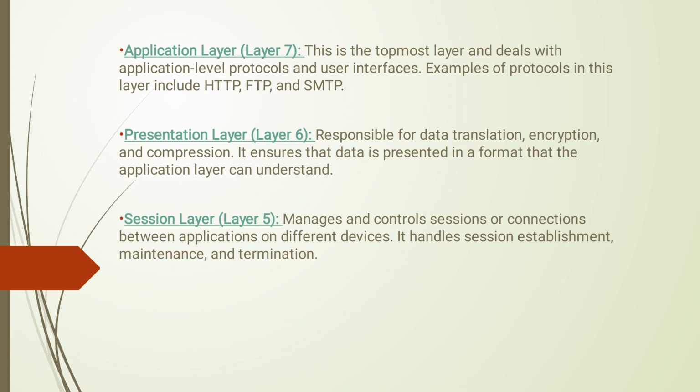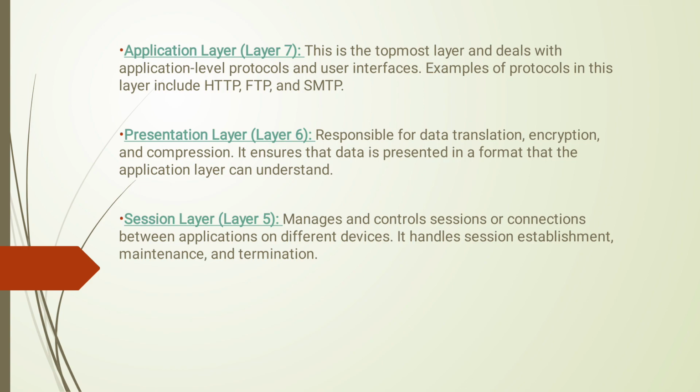And the application layer is the topmost layer that deals with the application level protocols and user interfaces. Examples of the protocols in this layer include HTTP, FTP and SMTP. The presentation layer, which is layer 6, is responsible for data translation, encryption and compression. It ensures the data is presented in a format that the application layer can understand.